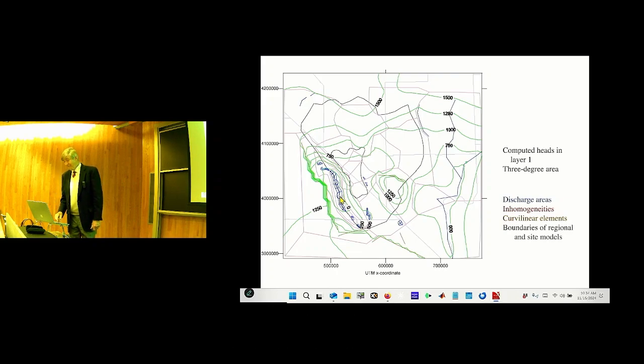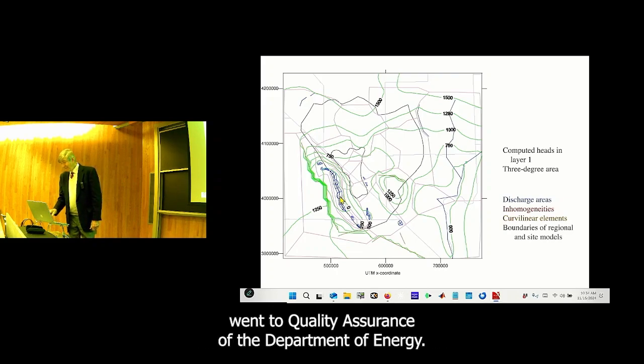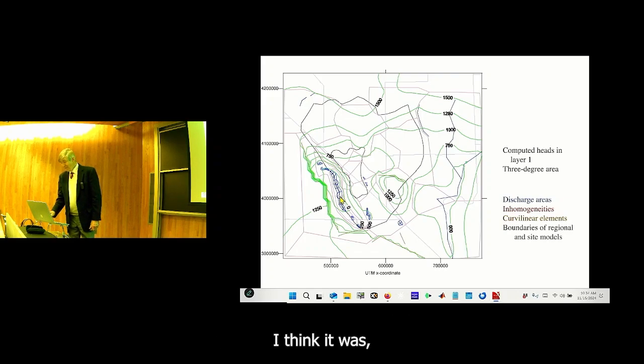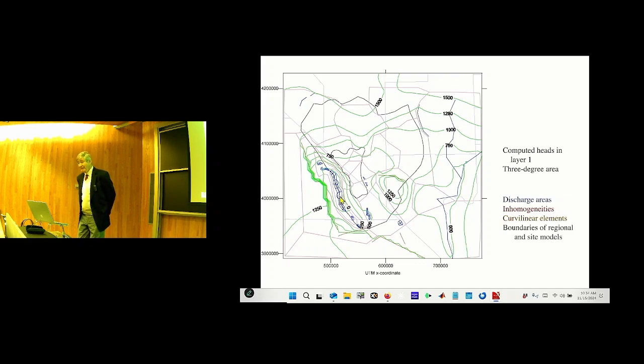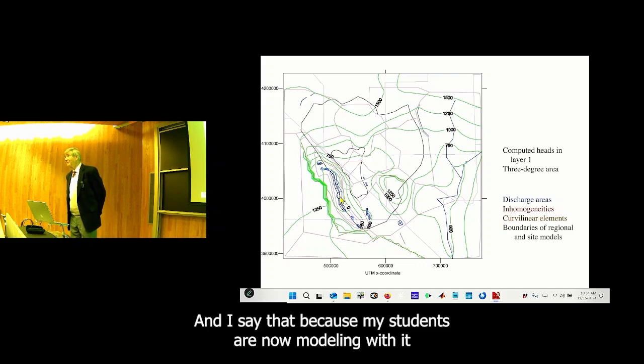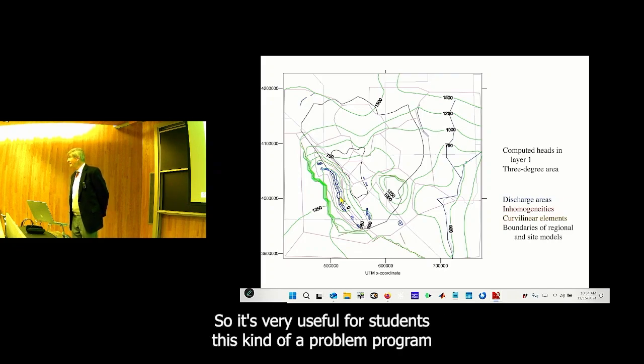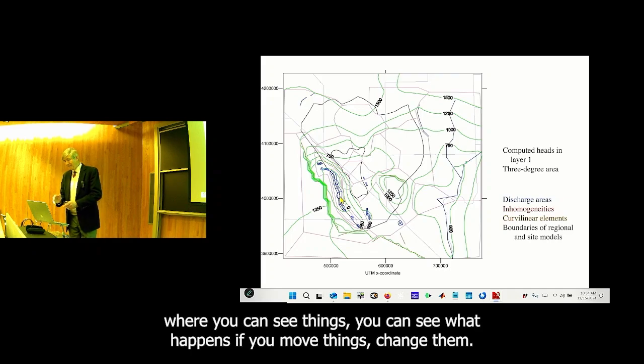Just recently, this program that was used for that and went through quality assurance of the Department of Energy, I think it was, is now available on GitHub, and I say that because my students are now modeling with it and actually doing quite well. So it's very useful for students, this kind of a program where you can see things, you can see what happens if you move things, change them.